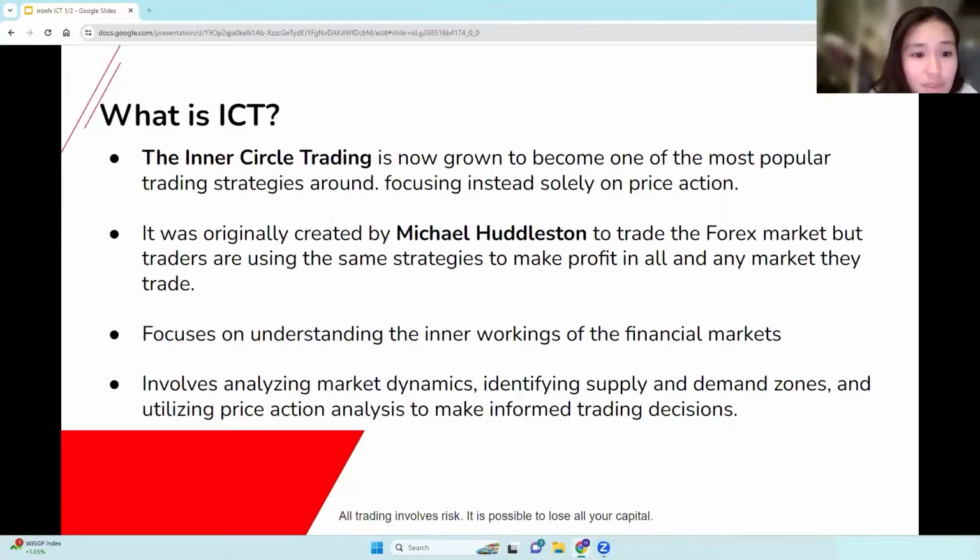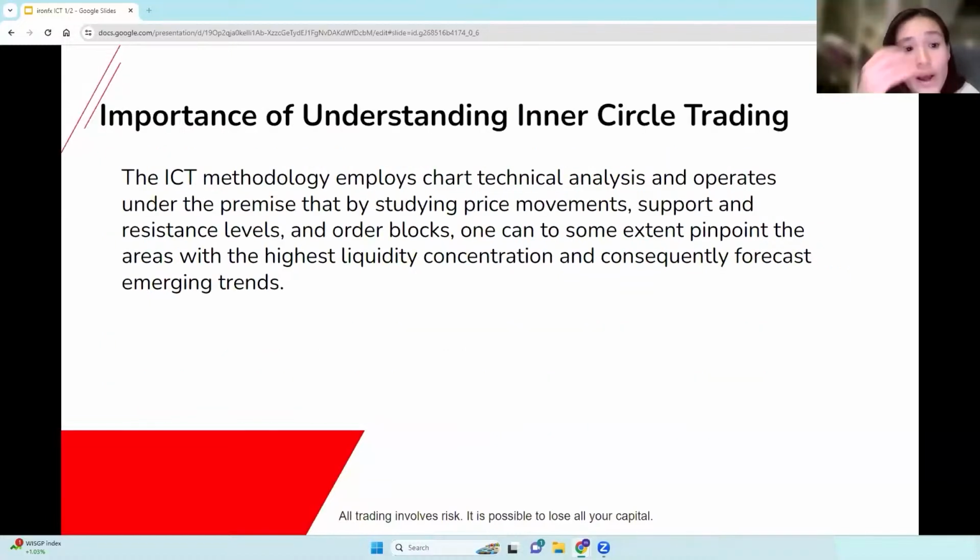So why exactly is it important for us to understand what ICT is? In today's highly volatile and competitive financial markets, having a deep understanding of how the markets operate can give you a significant edge as traders. By mastering the ICT techniques, you can enhance your ability to identify high probability trading opportunities and effectively manage your risk.